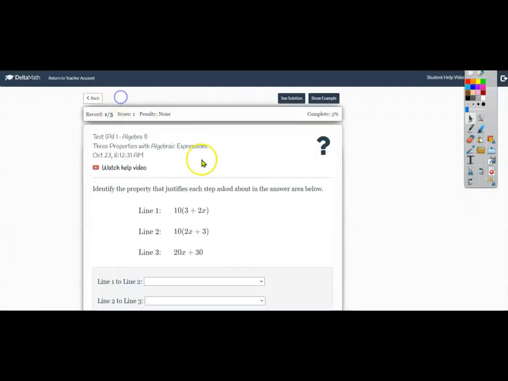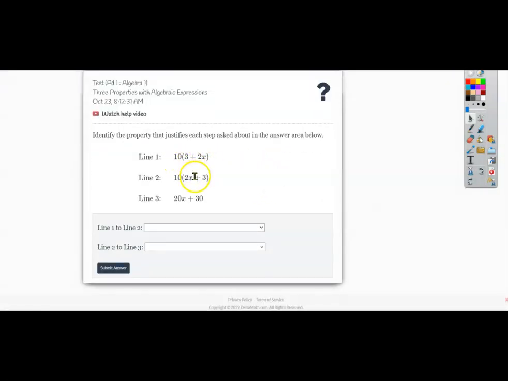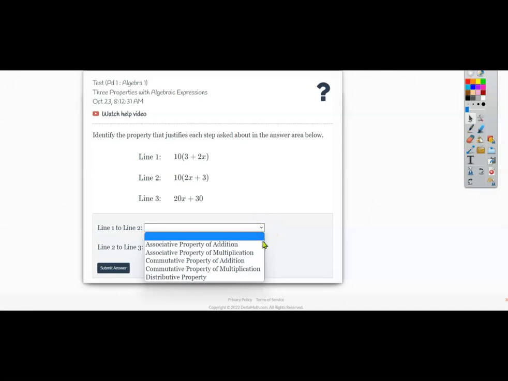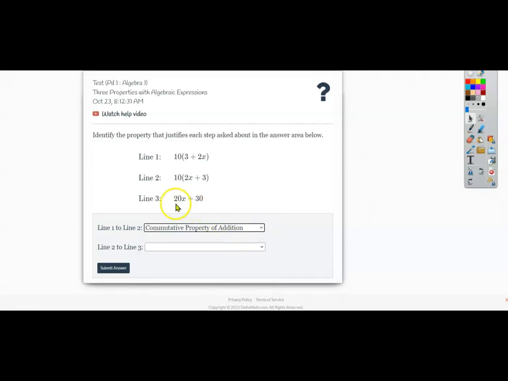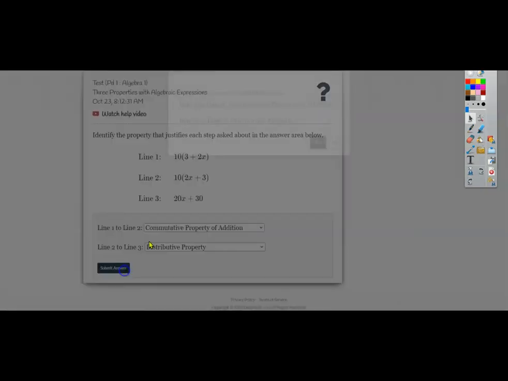Let's try this one more time. From line 1 to line 2, again the 10 in the parentheses remains, so the 3 and 2x have swapped places. That's known as the commutative property of addition. In the third line, the 10 has been replaced with a 20x, and the parentheses have disappeared.